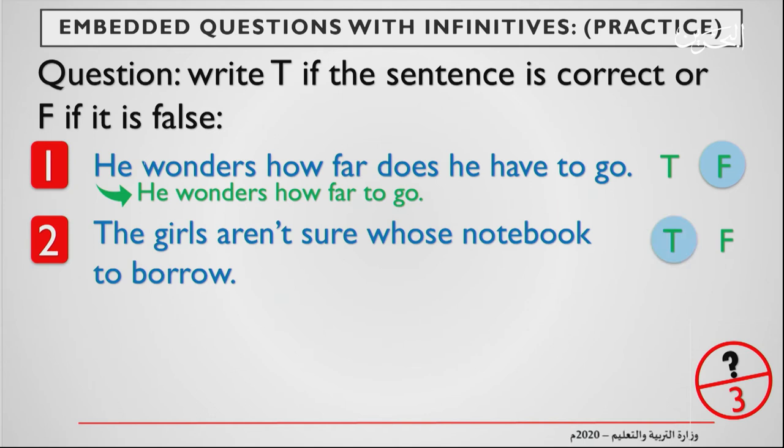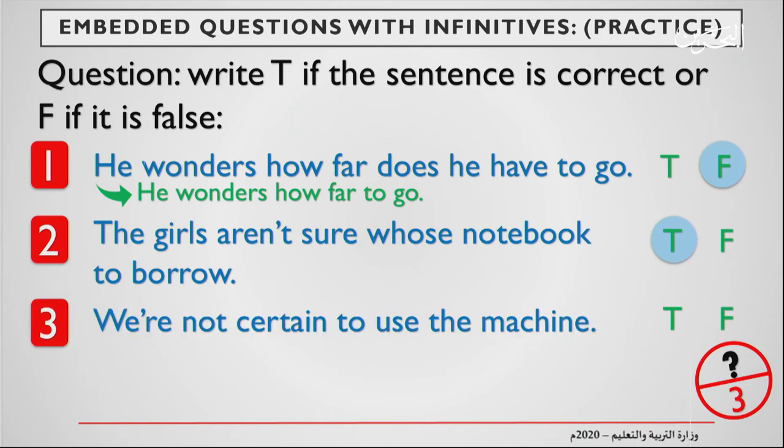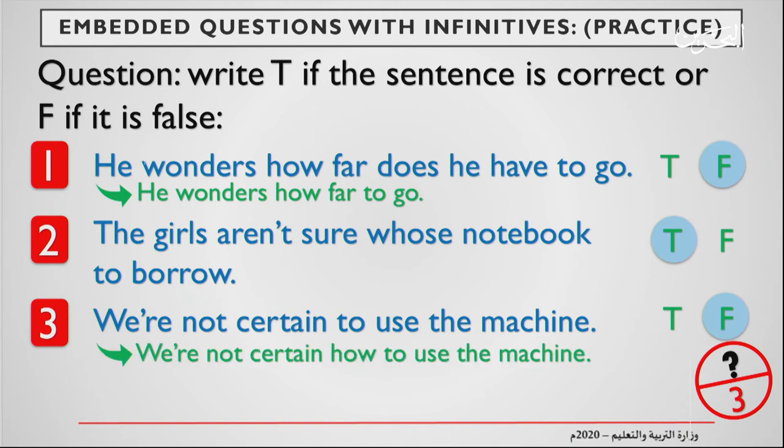Okay, let's check the answer. The answer, true. Let's jump to the third one. We're not certain to use the machine. 5 seconds. Let's check the answer. The answer is false. And this is because we're not certain how to use the machine. How to use the machine. You have to use a question word. All right, give yourself a mark of three and let's carry on.